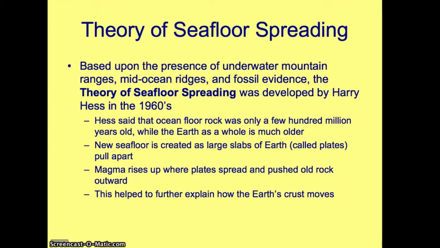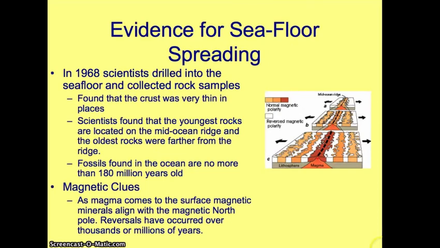Harry Hess said the ocean floor rock was only a few hundred million years old, while the Earth was much older. New ocean floor is created as large slabs of Earth, called plates, pull apart. That magma rises up and pushes old rock outward. This further explained how the Earth's crust moves. Now, there are two pieces of evidence that Hess had for seafloor spreading.